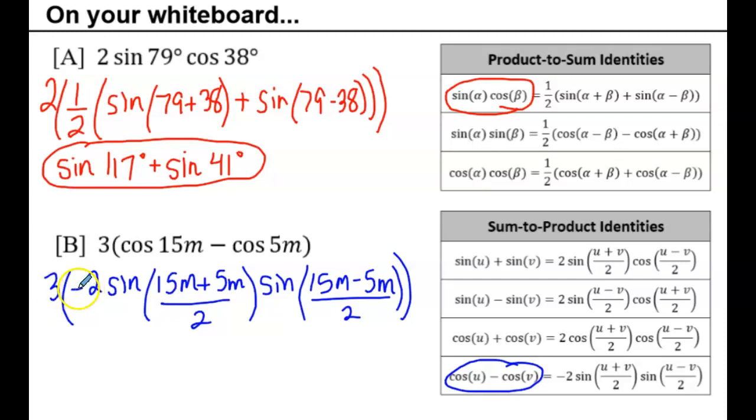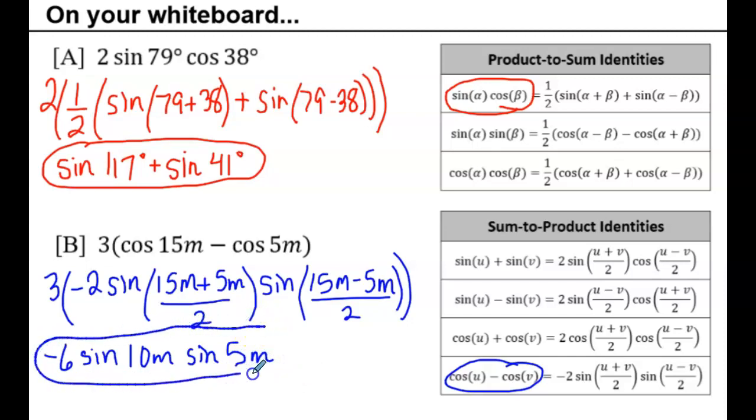Okay, so in the front here we have a -2 times 3 is -6 times the sine, and then 15m plus 5m is 20m, divided by 2 is 10m, and that's times the sine, and then 15m minus 5m is 10m, divided by 2 is 5m. And that would be our expression written as a product of 2 sines.